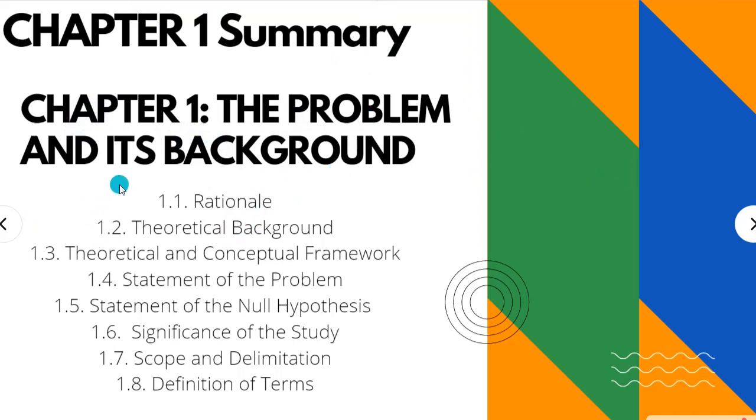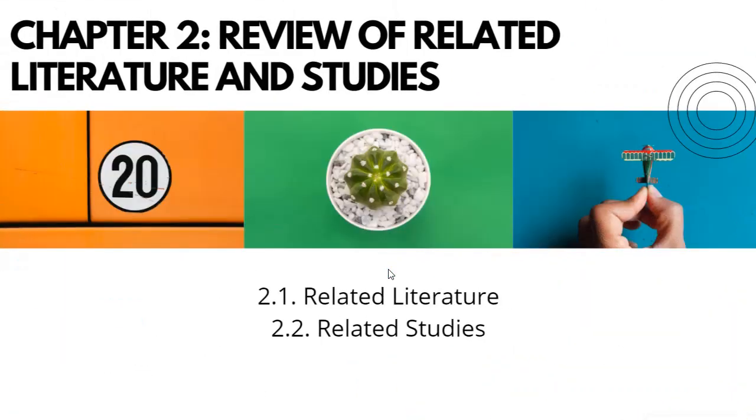So we have the rationale first, and then the theoretical background, and then the theoretical and conceptual framework, and then the statement of the problem, and then the statement of the null hypothesis, and then the significance of the study, the scope and delimitation, and the definition of terms. So that's basically it for chapter 1.